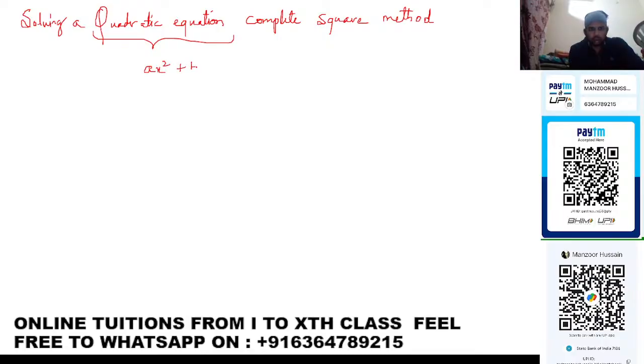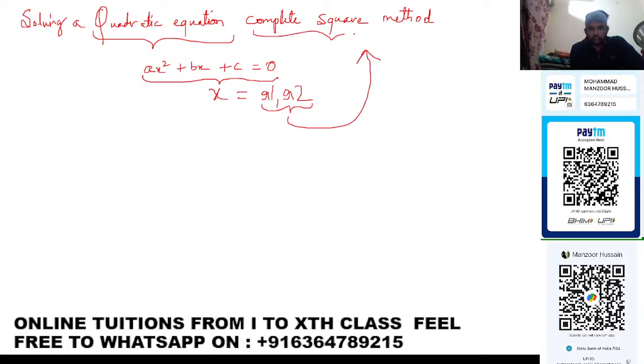We already know that a quadratic equation is any polynomial in the format of ax square plus bx plus c is equals to 0. By solving this equation, we will get the values of x, which are root 1 and root 2. And these roots we are going to find using the complete square method.